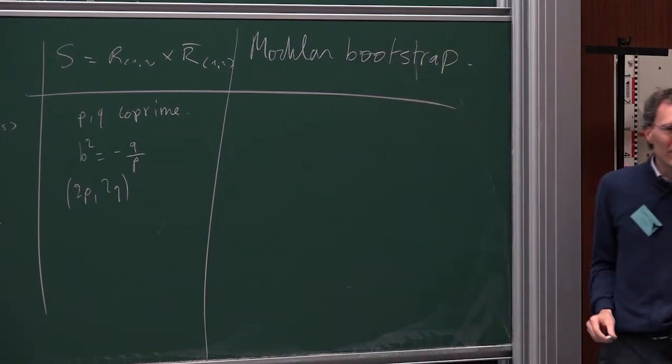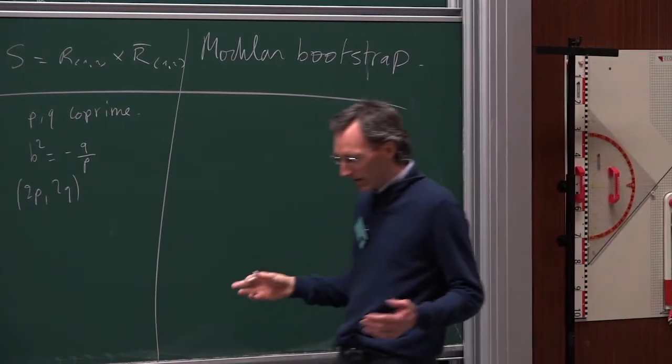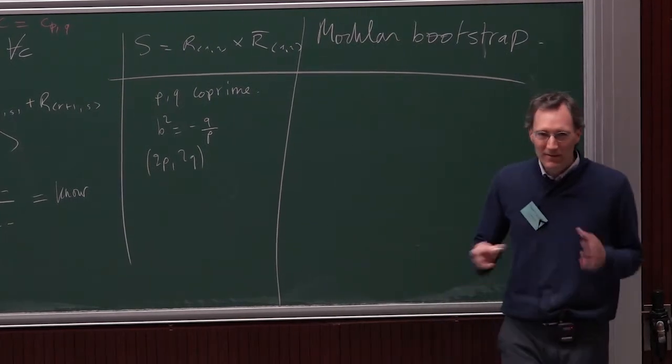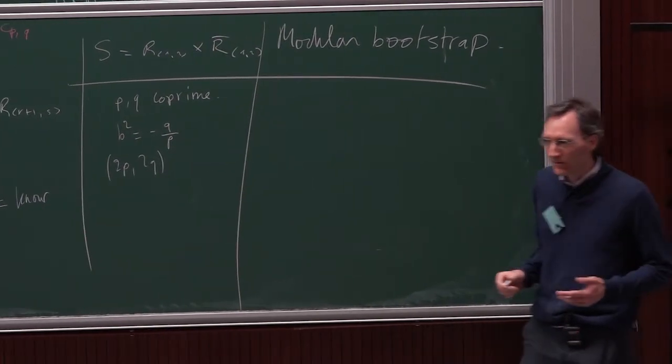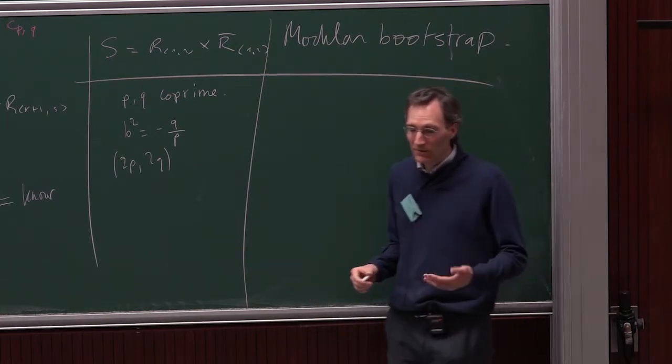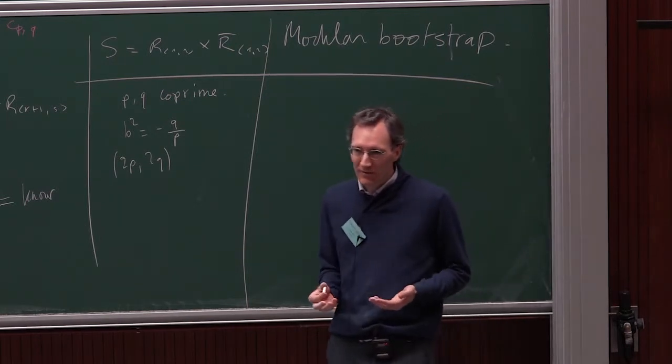So the modular bootstrap can be understood as a way to escape the complexity of the crossing symmetry equation. I mean, the crossing symmetry equation is difficult because it involves an infinite sum. It involves not only the spectrum, but also the 3-point structure constants.